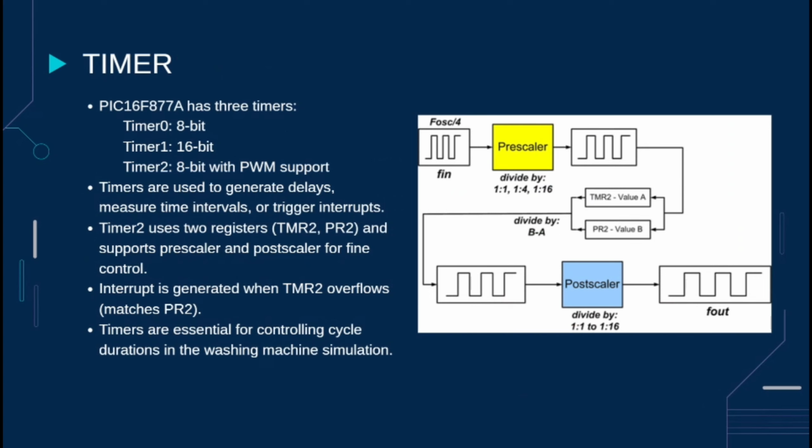A timer is one of the most important peripherals that we will be using in this project. Timers are used to generate delays, measure time intervals, or even trigger interrupts. The PIC16F877A microcontroller has three timers: Timer 0, which is 8-bit, Timer 1 with 16 bits, and Timer 2, which has 8 bits with pulse width modulation support as well. Timer 2 works with two registers, TMR2 and PR2, and it also includes prescaler and postscaler settings for more control. It can also generate interrupts when a match occurs, allowing precise timed execution of tasks.